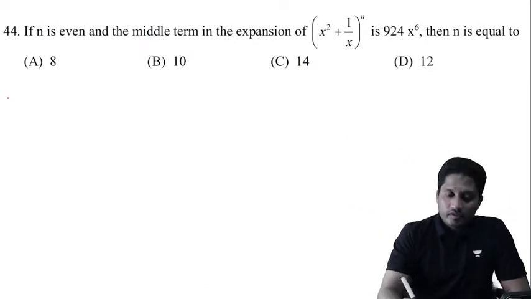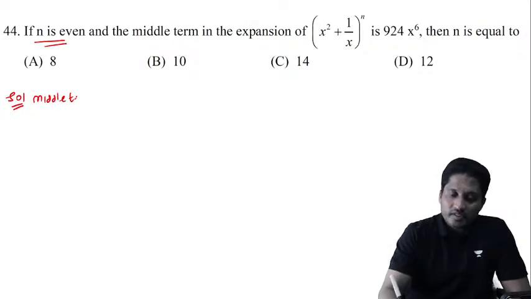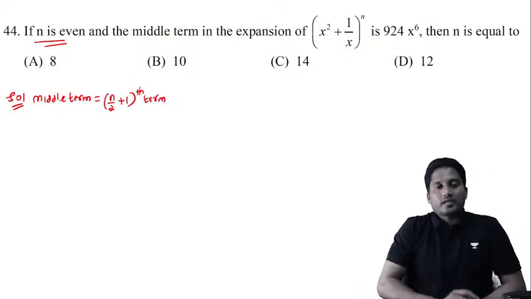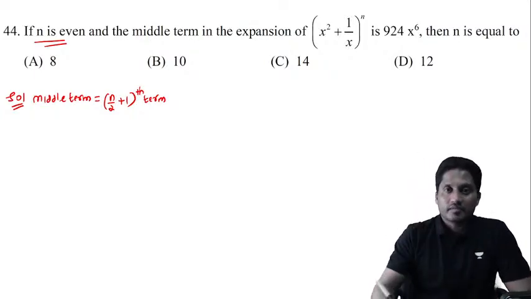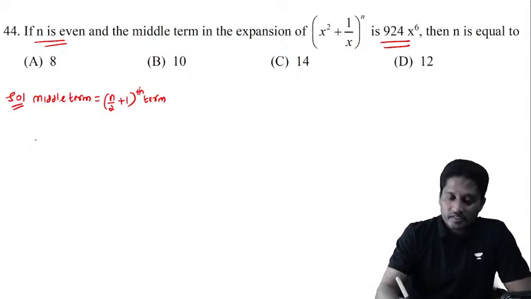Question number 44. See, whenever n is even, middle term is n by 2 plus 1th term. These basic things are there in NCERT only. N is even, n is odd, what are the middle terms? If n is even, there's only one middle term, which is n by 2 plus 1th term. According to the question, middle term is 924 x power 6.